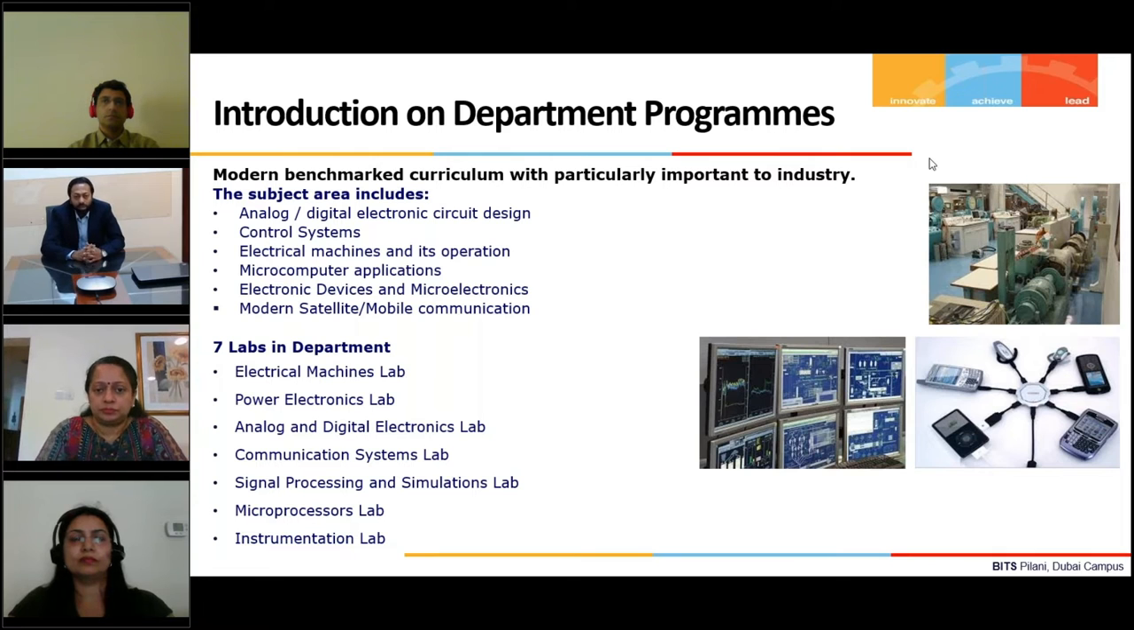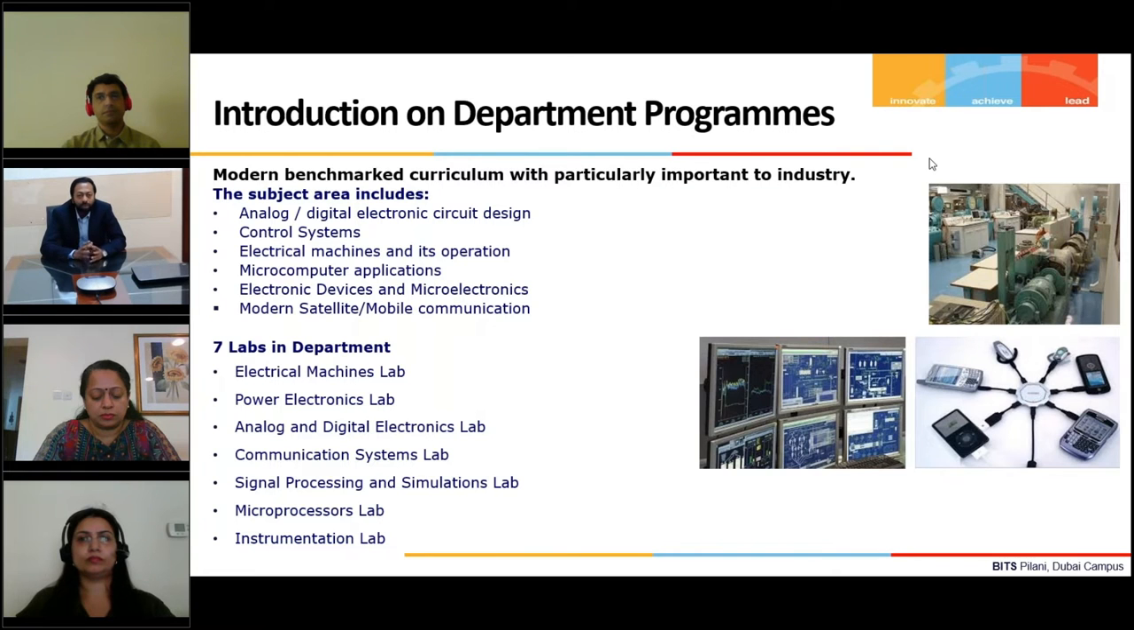In addition to that, we should not forget that we should be very strong in the fundamental engineering aspects of electrical and electronics, which include the subjects given here. It starts with the basic analog and digital circuit design principles, which are normally covered for the students, with emphasis on how a circuit works, how you design a circuit, and how you should work with the circuit to get your desired output. That is covered in the subject area of analog and digital electronic circuit design.